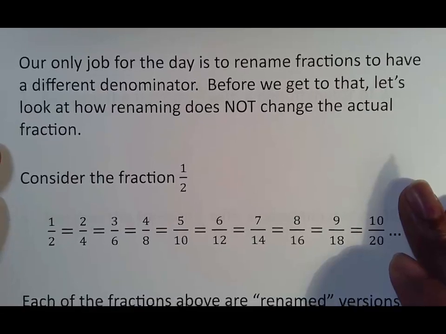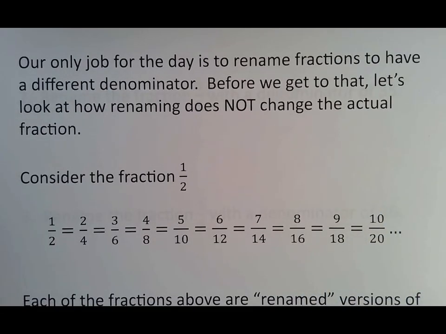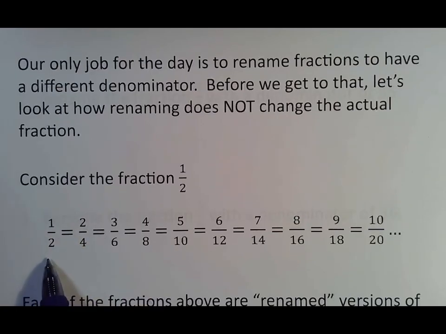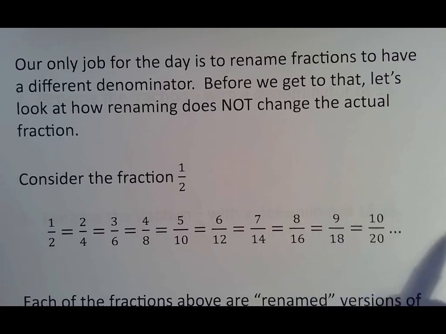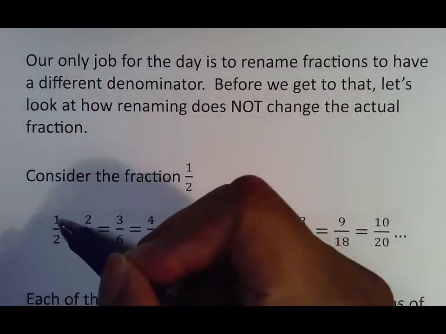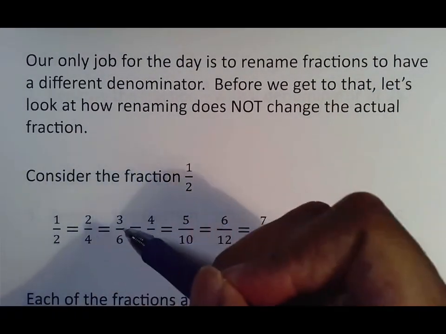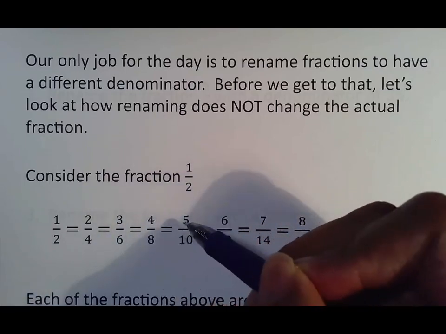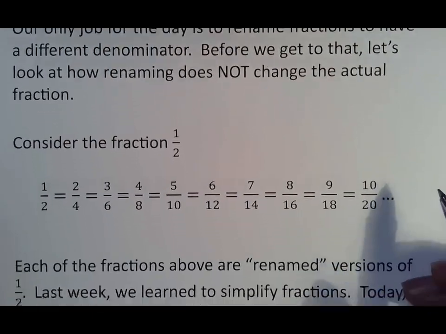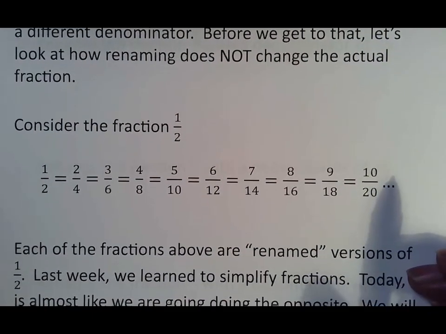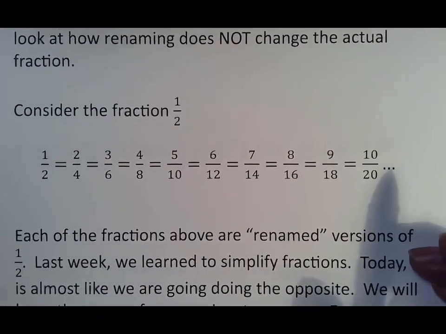But before we get to that, let's actually look at how renaming does not change the fraction itself. So if you consider the fraction half, that means half of something, 50% of something, whatever it is broken in half. 1/2 as a fraction is equal to 2/4 is equal to 3/6, 4/8, 5/10, 6/12, 7/14, and so on. Why? Because 1 is half of 2, 2 is half of 4, 3 is half of 6, 4 is half of 8, 5 is half of 10. Each of those numbers is half of whatever is on the bottom. All right, so each of these is the same, renamed versions of 1/2.